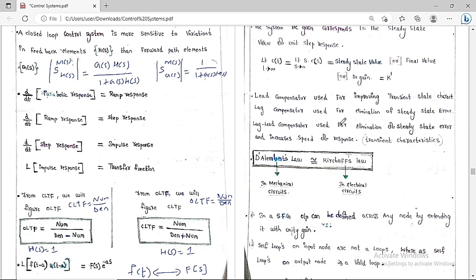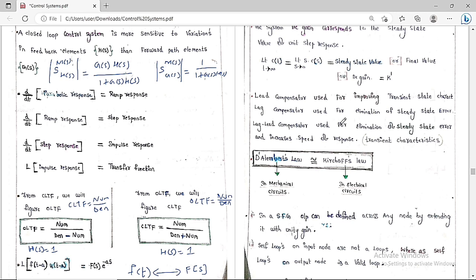The next concept is that the lead compensator is basically used for improving the transient state characteristics, whereas the lag compensator is used for the elimination of the steady state error, whereas the lag-lead compensator is used for the elimination of the steady state error as well as increasing the speed of response, meaning the transient characteristics. I've already told you the lead compensator is used for improving the transient state characteristics, meaning it is going to decrease the rise time, meaning it is going to increase the speed of the response. As the rise time decreases, bandwidth will increase, and it is also going to increase the gain crossover frequency.